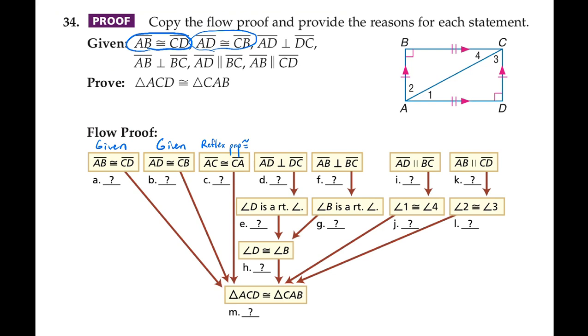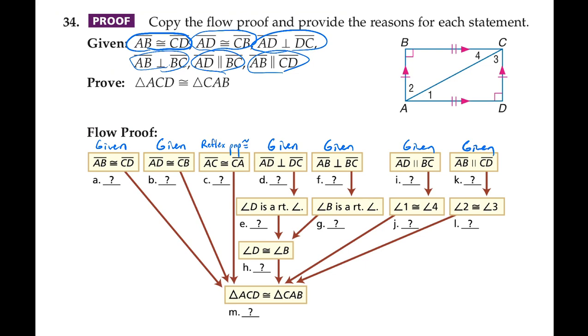Okay, and then they're given AD is perpendicular to DC. Well, that was another given. Okay, AB is perpendicular to BC. That was another given. Just going across this top row here first, and then we can separate ourselves from the givens really. So AD parallel BC, that was given. And then AB parallel to CD, that was given. Okay, so now left to right, we already did that top row.